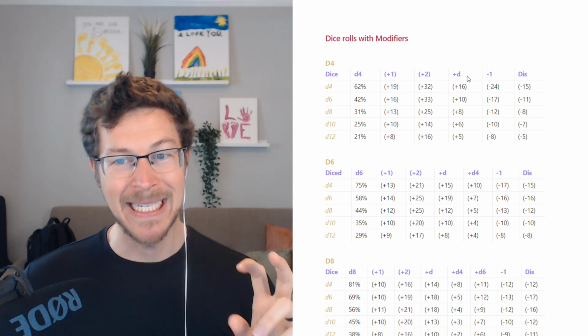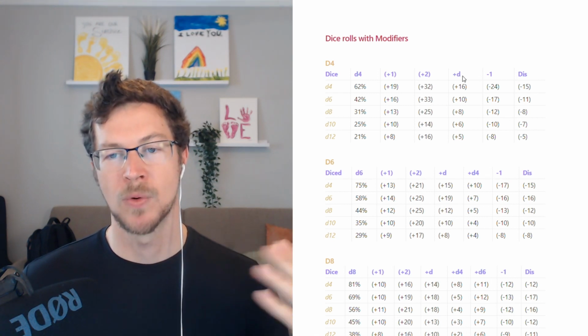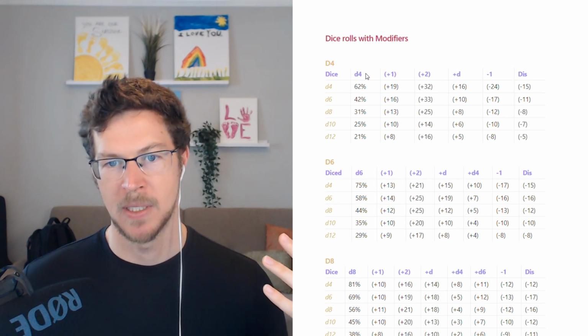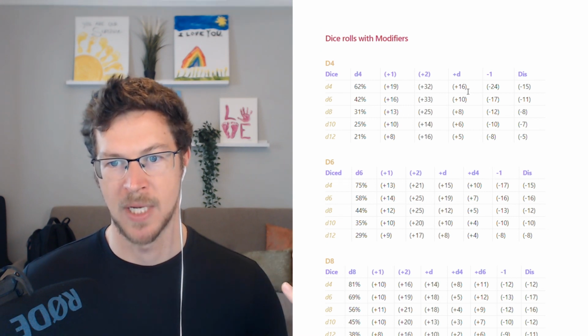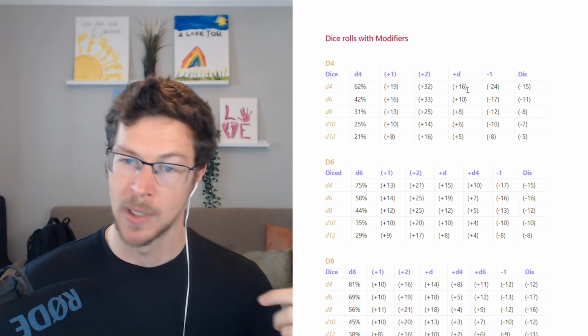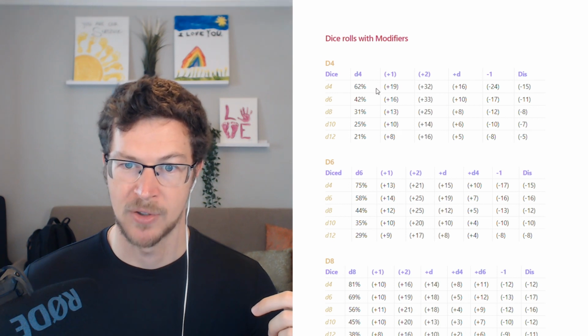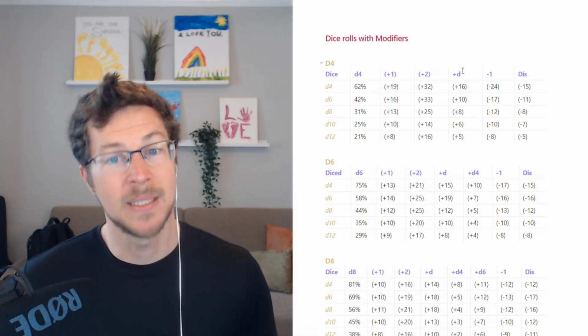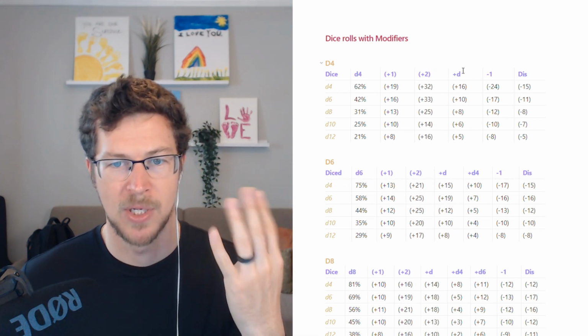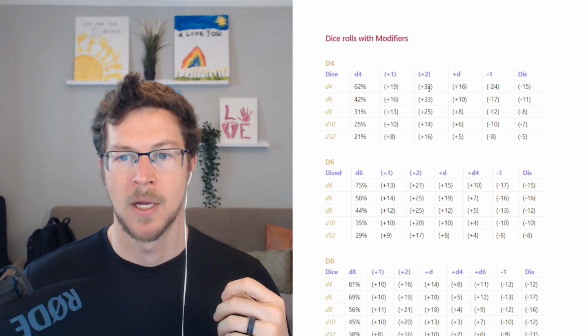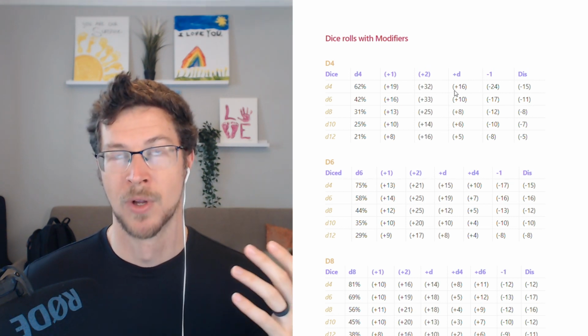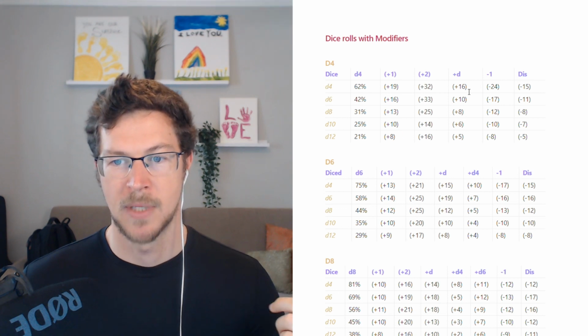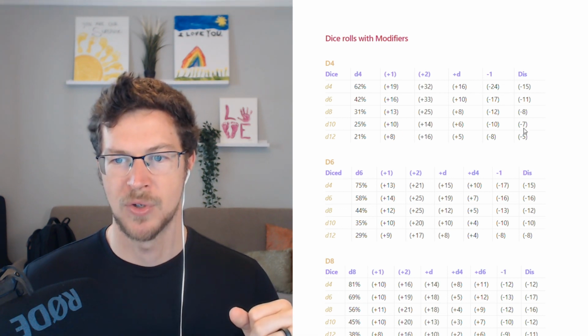A plus D means plus the same dice, right? So a plus D means you're adding another D4, an extra dice. And this is showing that at lower dice, which makes sense if you've only got four potential dice rolls, having a plus one makes it really powerful. But adding an extra dice, not so much. And then this shows you what happens with disadvantage.